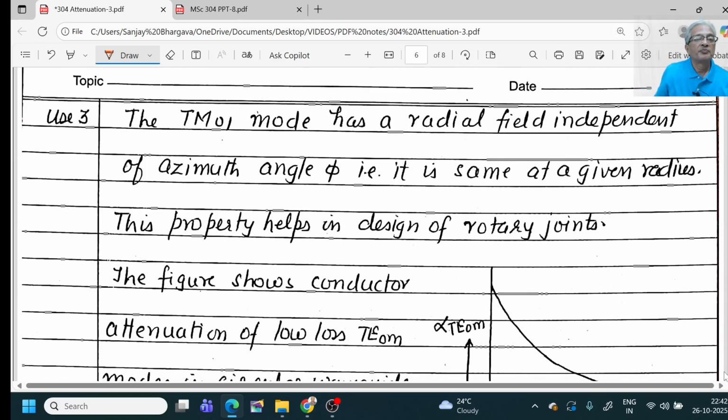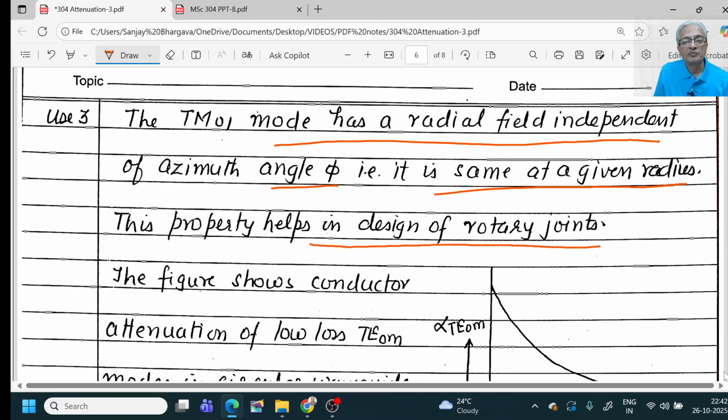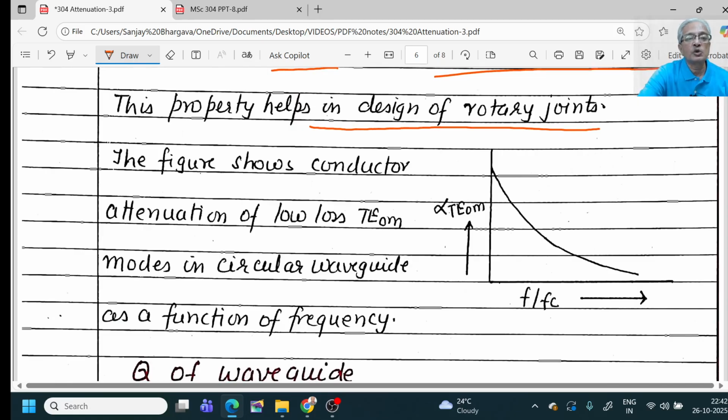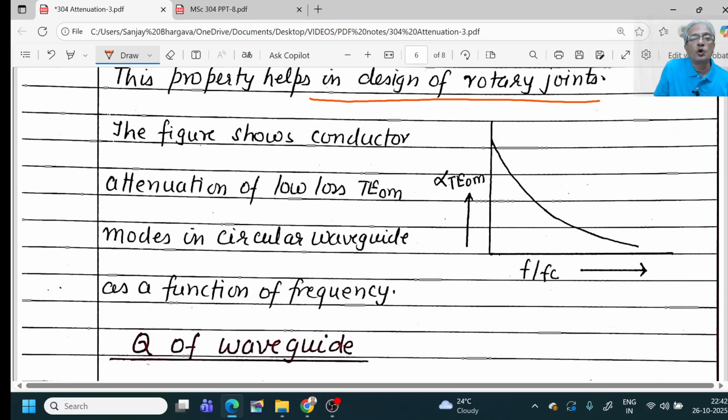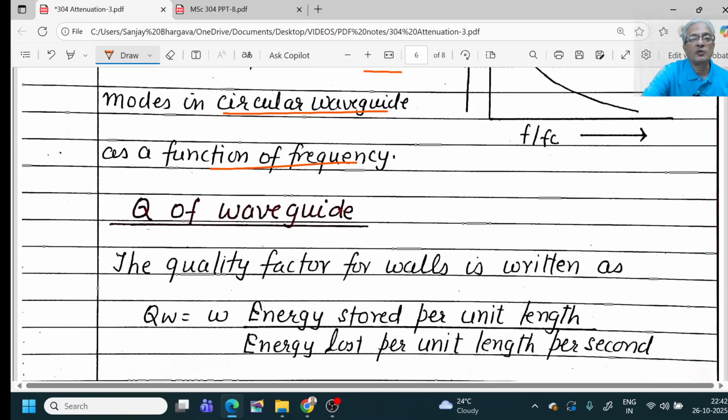Use number 3. The TM01 mode has a radial field independent of the azimuthal angle phi. That is, it is same at a given radius. This property would help in design of rotary joints. This figure shows conductor attenuation for low loss TE0M modes in circular waveguide as a function of frequency. See the rapid decrease with respect to frequency.